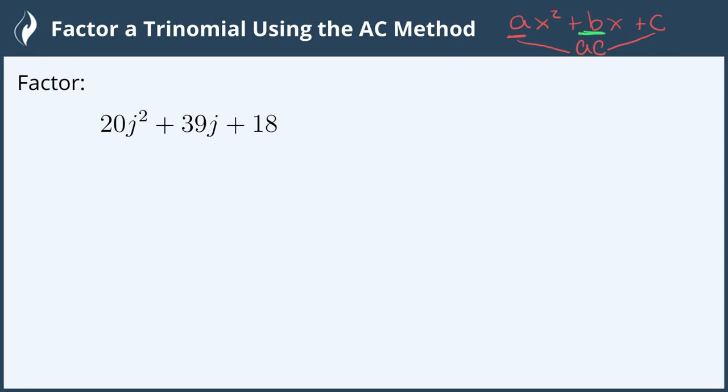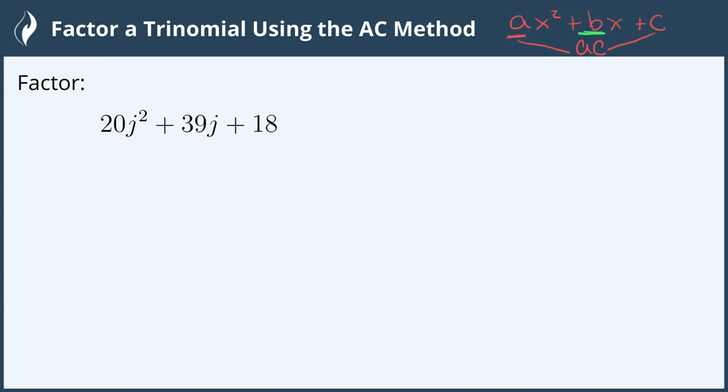So in this case, we look at every single term here, and we first look to see if there's a greatest common factor that we can factor out of everything to make the number smaller. In this case, 20, 39, and 18. There's not a number that can be factored out of all three of those, which leaves us with the AC method.